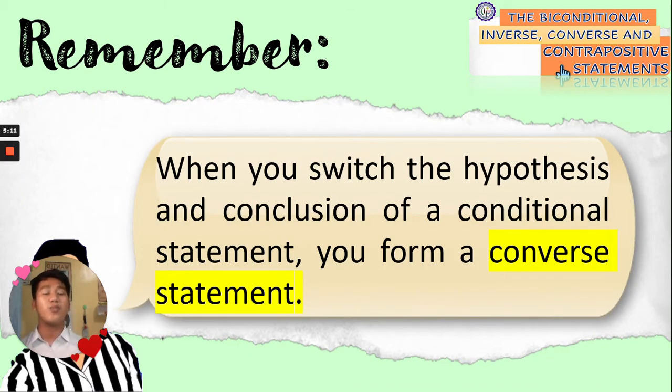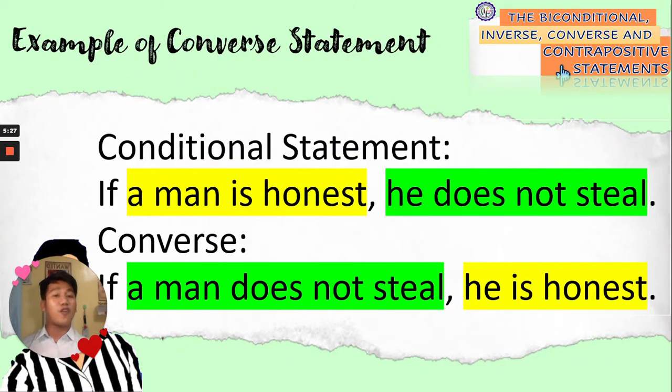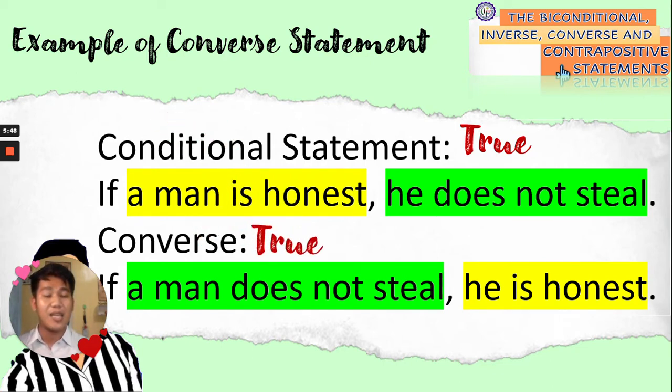From the conditional statement, we can come up with a converse, inverse, and contrapositive. Let's start with the converse. When you switch the hypothesis and conclusion of a conditional statement, this is just a recall, you form a converse statement. Here is an example of a converse statement. Given the conditional statement, if a man is honest, he does not steal. If a man does not steal, he is honest, is its converse. Now, we can say that the conditional statement is true, and of course, the converse is also true.